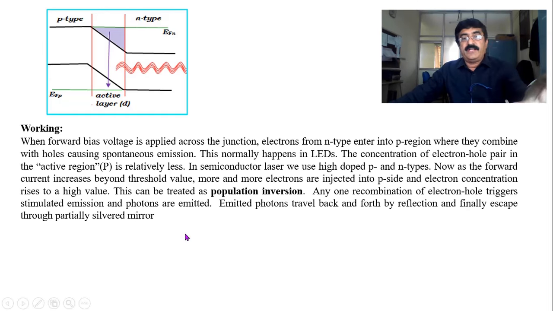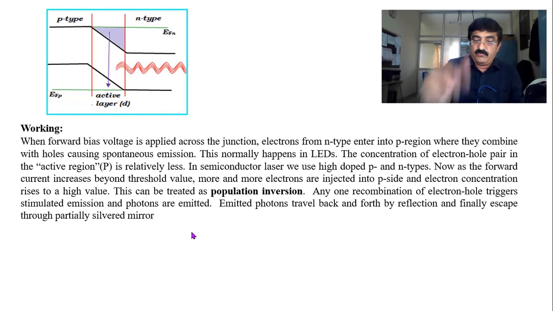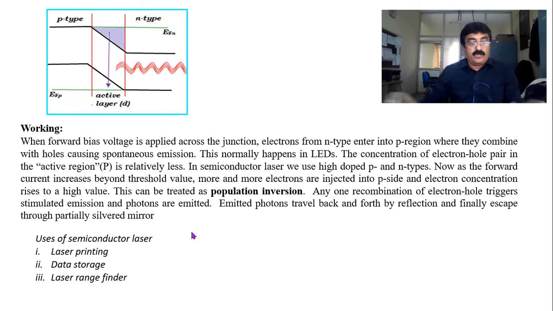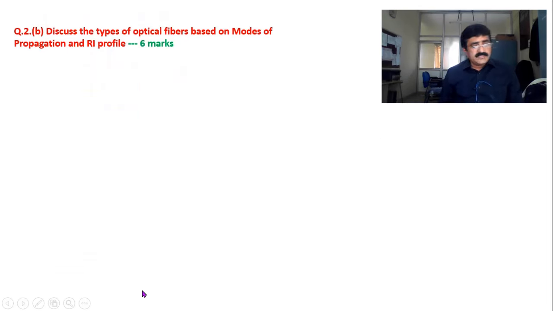So whatever I explained in wordings, it is given here also. Whatever I explained about the working of the semiconductor laser is given in wordings here. Well, that's all. Coming to applications, we use semiconductor lasers in laser printers, data storage devices, that is CD reader and writer, and also laser range finder. This is mainly used in defense. Okay, so that's all about question number 2A.